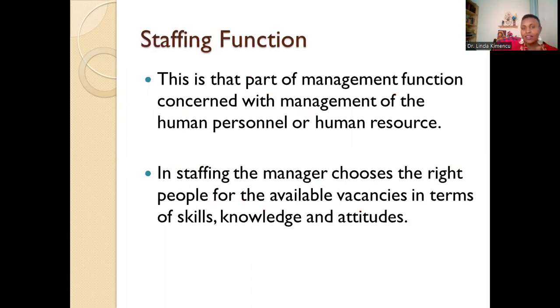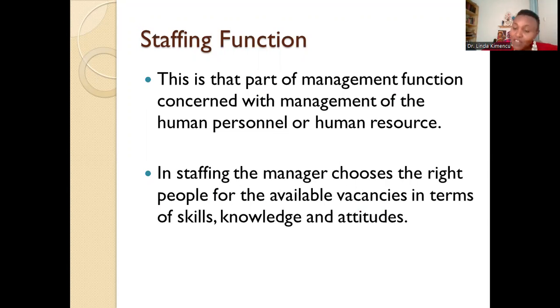The staffing function. We've already talked about the organizing function, and in the organizing function, this is where we introduced the people. We introduced the people in the sense that who are the people to fill in the different positions and to actually do the various tasks that have been identified in a business entity. So how do you get those people to fill those positions? One way in which you get people to fill those positions is through this function of management called the staffing function.